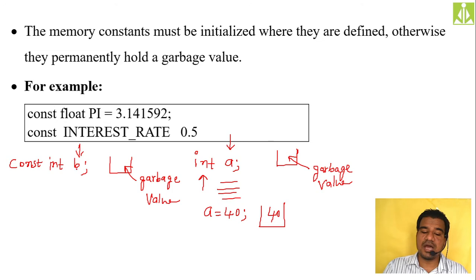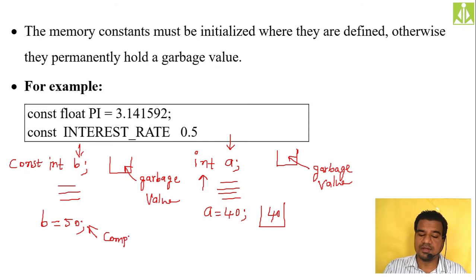Now what is this b holding? This b is holding garbage value. So can I make the change after a few statements? Can I make the change into b? Can I put some value like 50 into that b? Not possible, because it is a memory constant. Its value you cannot change. Doing such a thing is a compile time error. You will get an error message.